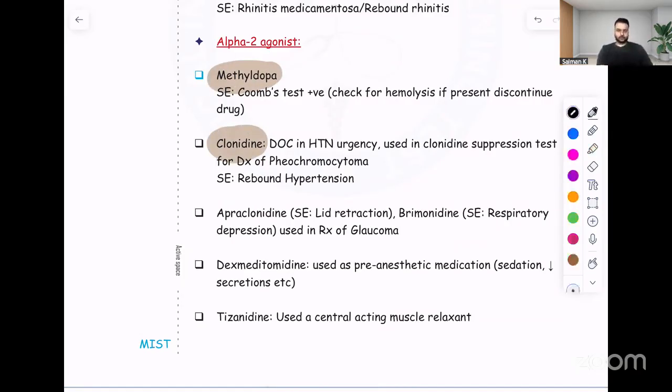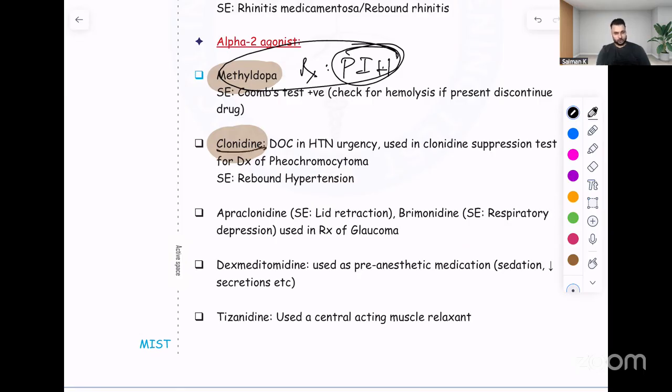Methyl dopa, this is the drug we use in pregnancy induced hypertension. Although we use it in pregnancy induced hypertension, it is not the drug of choice. The drug of choice in this disease is labetalol. Okay, the drug of choice will be labetalol.